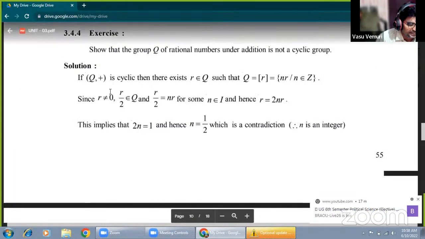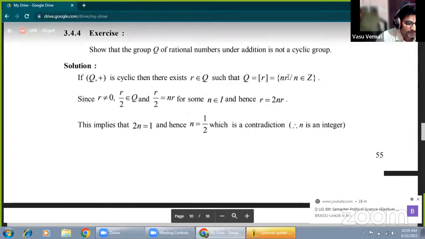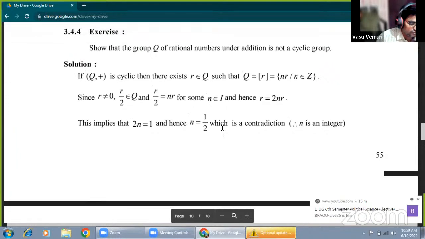Why is it so? Suppose Q under addition is cyclic; you just have to write these 3 lines. Now that's enough. This is not a cyclic group because there are no generators. According to the addition of a cyclic group generated by a set nr, because r is the generator. But that is not satisfied, particularly here n being an integer. Okay, that's it.